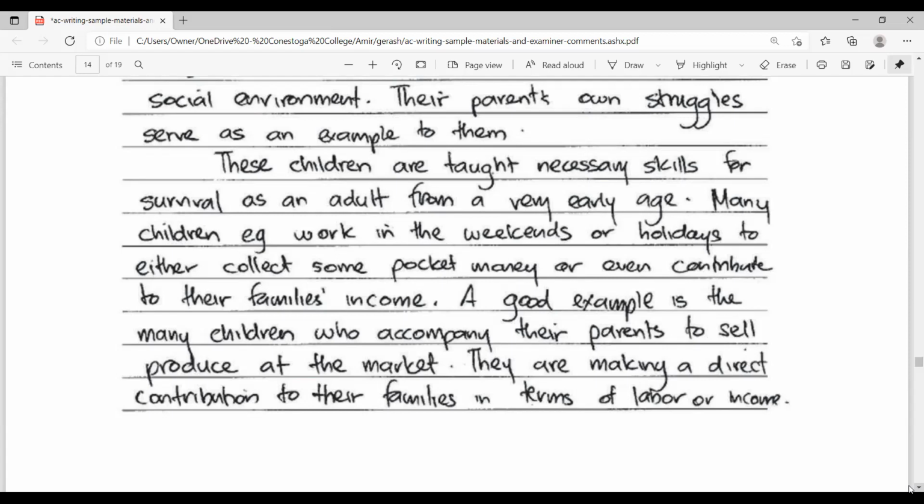So up to now we've had two paragraphs, and in both paragraphs, two main opinions were supported to show agreement of the candidate with the introduction, that he agrees with the prompt.